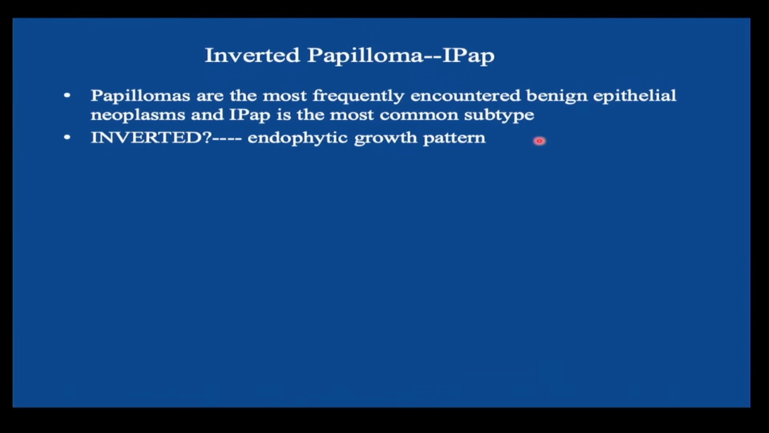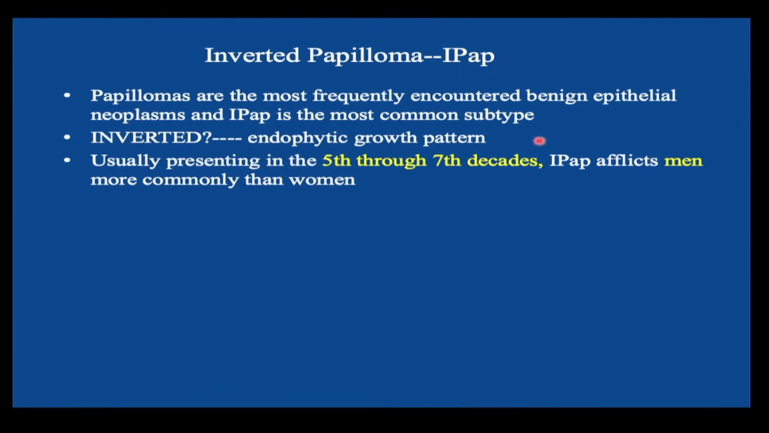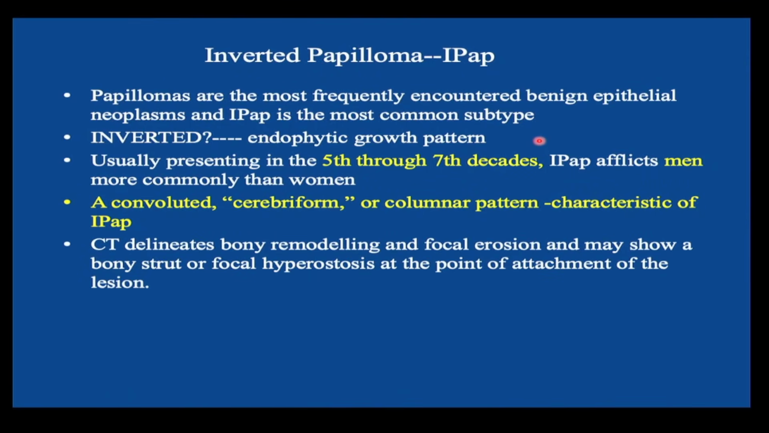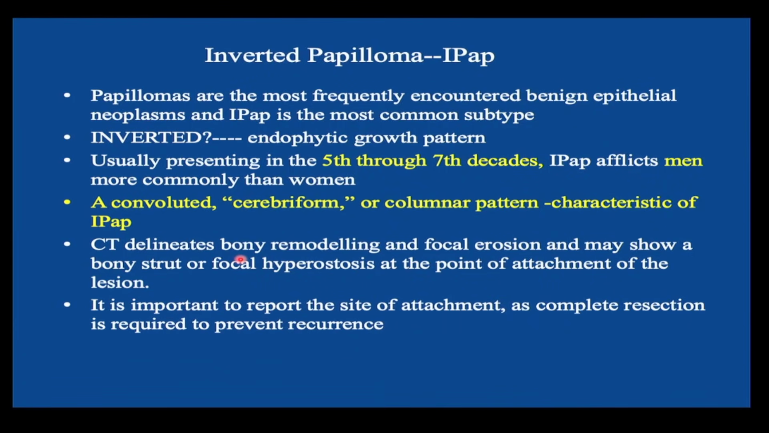So IP is a benign tumor with an endophytic growth. It occurs between the 5th and 7th decade. Men are more affected than women. Again, I told you, cerebriform pattern or convoluted columnar type of pattern. The important point here is you have to look at the bony strut, which I couldn't show here, because I think this is IP with squamous cell carcinoma. So the most important, I'll show you another case: focal hyperostosis at the point of attachment. Why do you have to show this, whether there is any conical bony structure? Because that site has to be removed, otherwise it will recur.